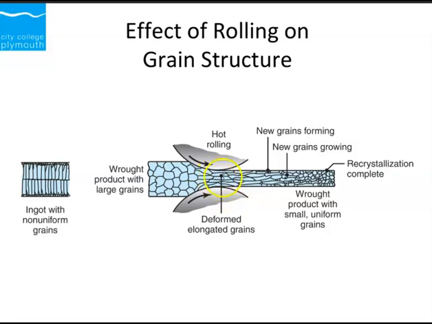Recrystallization is a process where the deformed grain structures form into a new grain structure, and these new grains grow. They look pretty much the same but smaller in size. This whole process, from the first pass to that one, is known as the recrystallization process. How does it affect the properties of the metal? If the grain size is big, the metal is more ductile. If the grain size is small, it is more brittle.